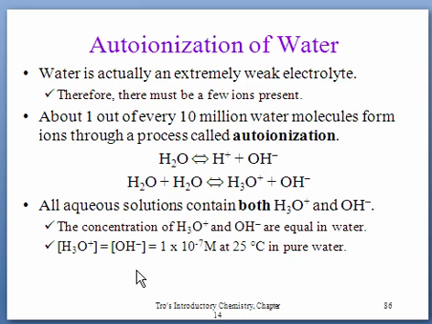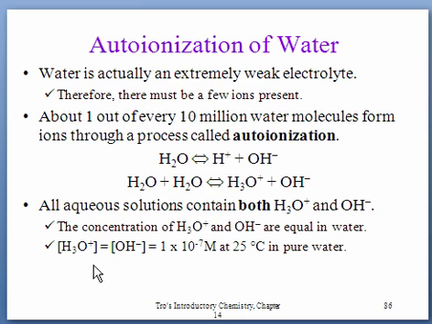Now let's look more closely at some of the properties of water. Water is actually an extremely weak electrolyte, meaning that it forms some ions. Water will form H plus and OH minus all by itself, acting as if it were an ionic compound even though it's molecular. Water has a very, very small concentration of these two ions.